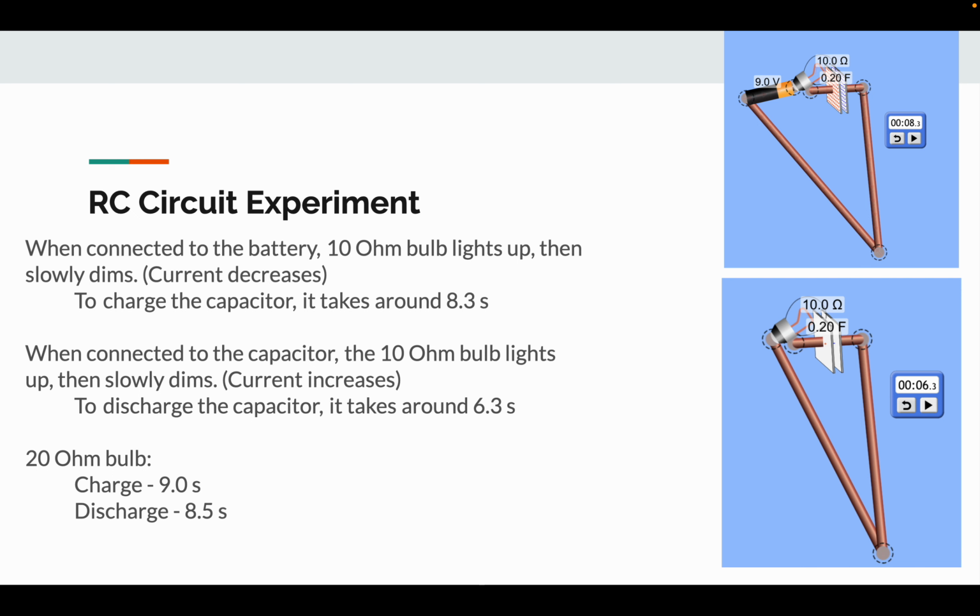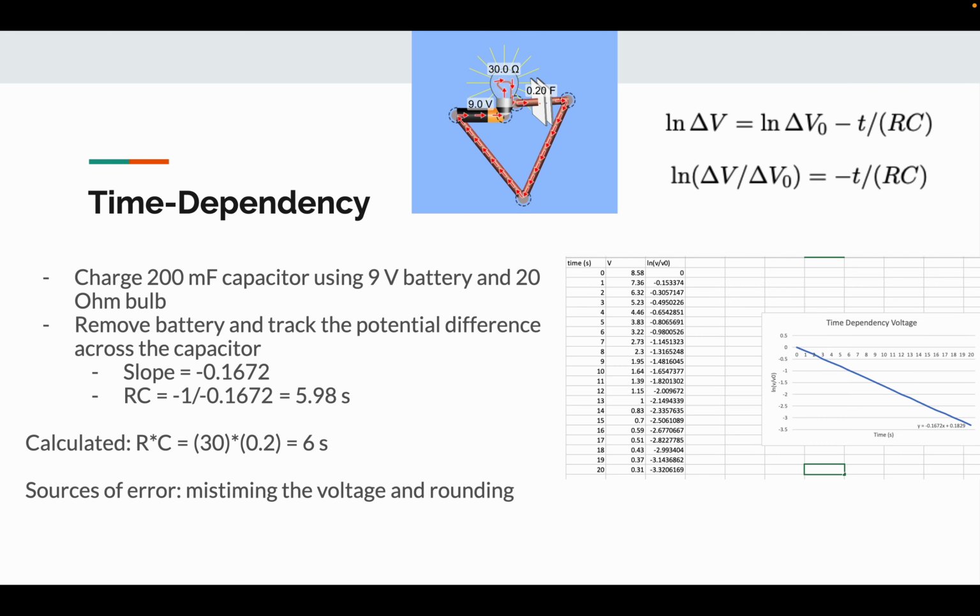Another part was that I connected the circuit to a capacitor and then charged it and then discharged it. So when I used a 10 ohm light bulb, it took around 8.3 seconds to charge and then 6.3 seconds to discharge. And when I used a 20 ohm light bulb, it took 9 seconds to charge, so a little bit longer, and 8.5 seconds to discharge. So you can see that it takes longer to charge and discharge when the resistance is higher on the light bulb.